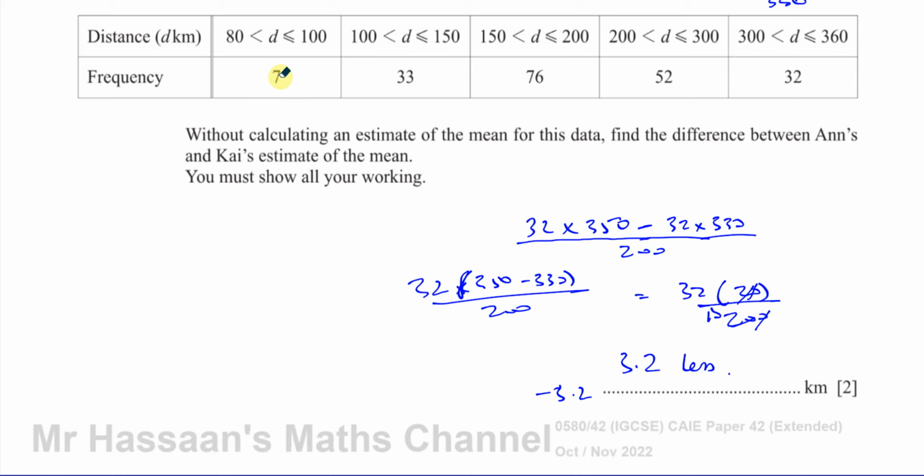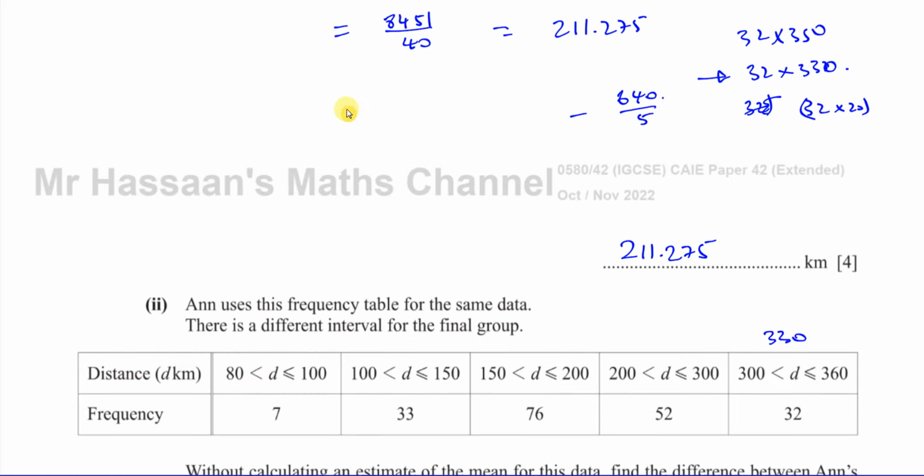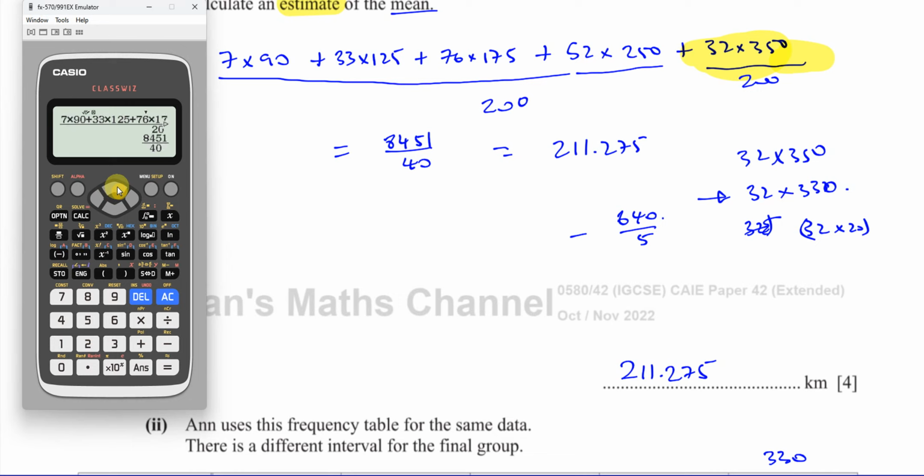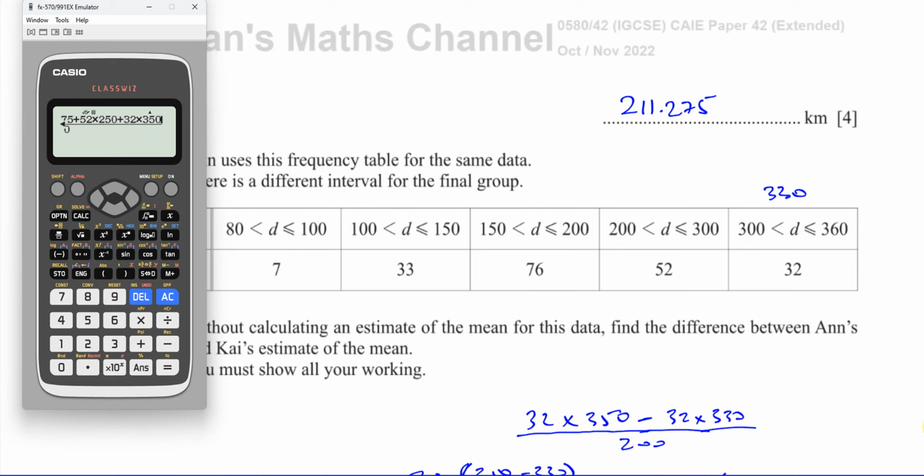So 7 times 100, so up to there will be the same. In fact, we could even do that now to confirm, because that's still going to be in our calculator somewhere. So we can just go back to this, and we can actually calculate this as 32 times 330. So we can change that to a 330.